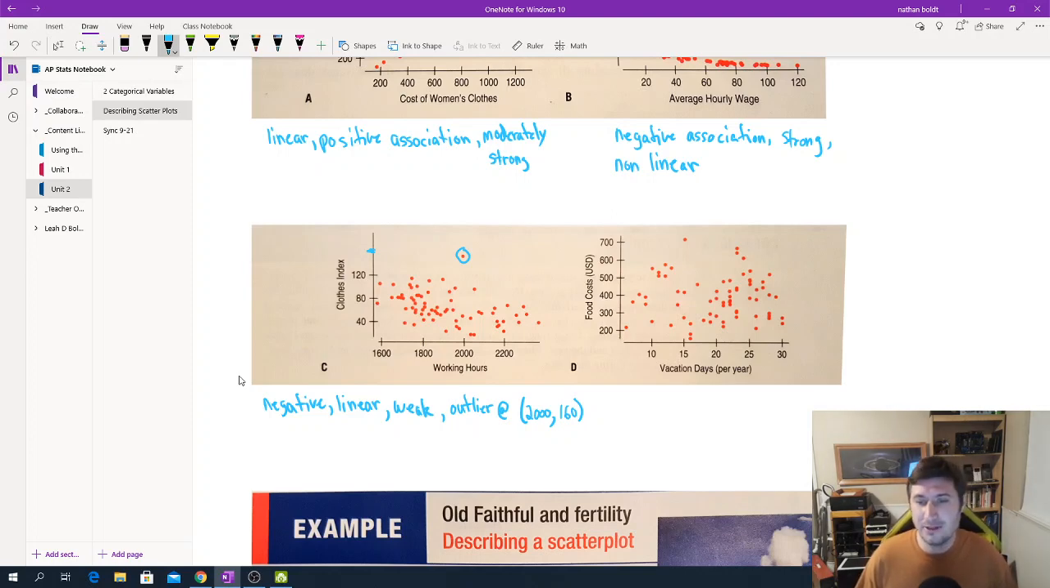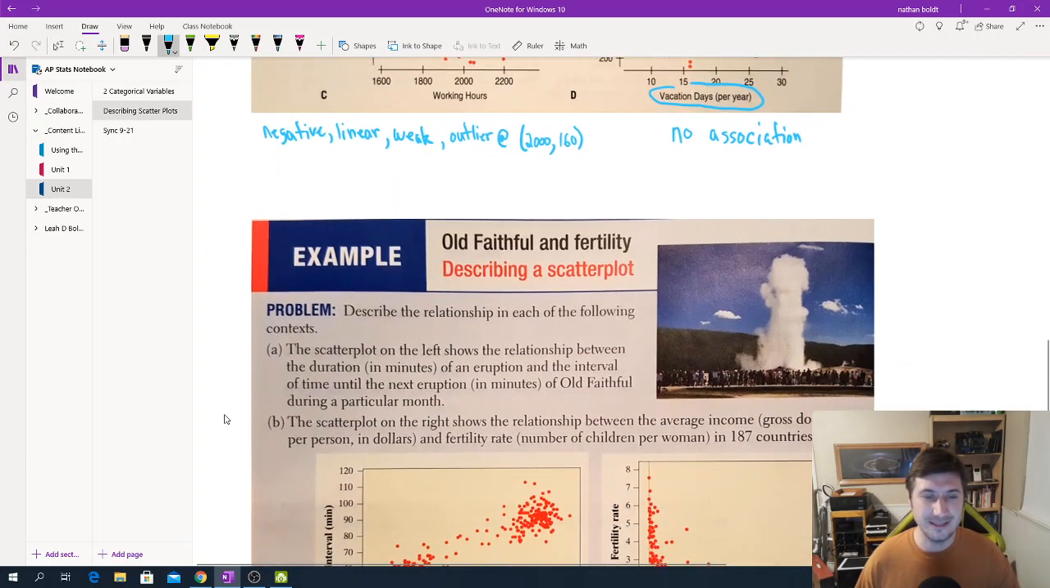And the last one here, hopefully you don't see a line there or a curve there. This one has no association. It doesn't look like vacation days are going to help us predict or talk about food costs at all. It doesn't look to be a relationship, so I'd say no association. All right, that was kind of rapid fire there, just to get you an idea. Let's do something a bit more in depth.